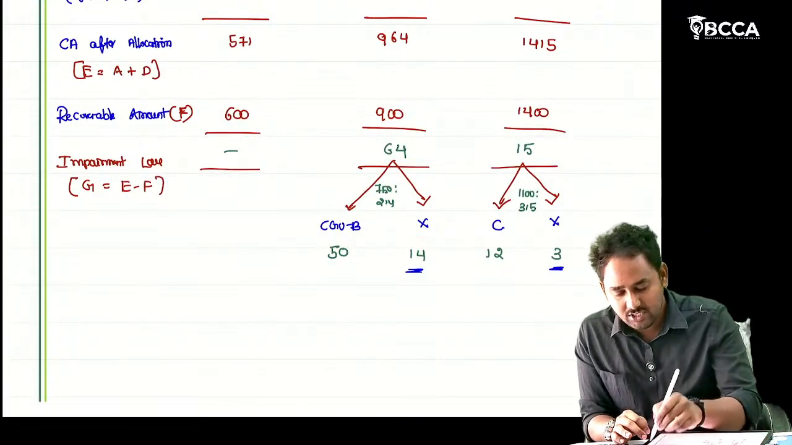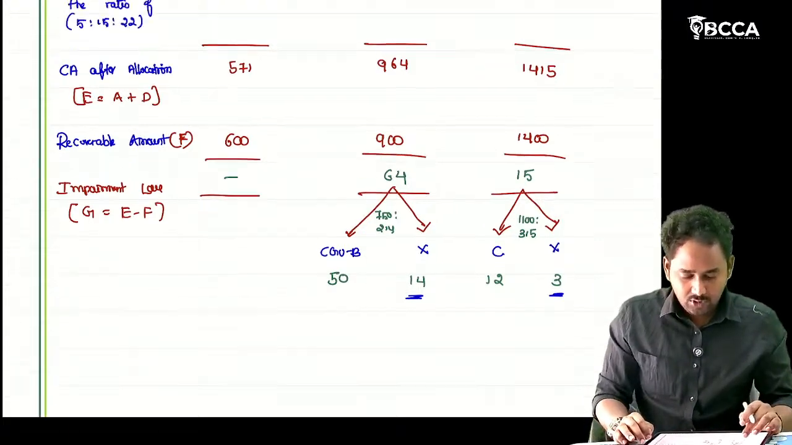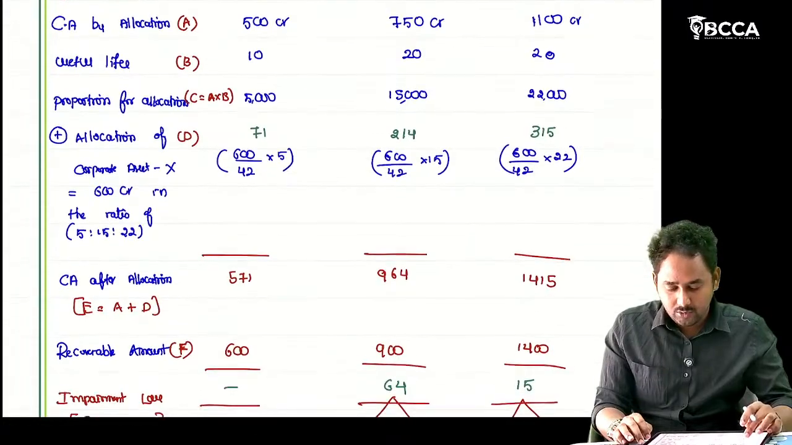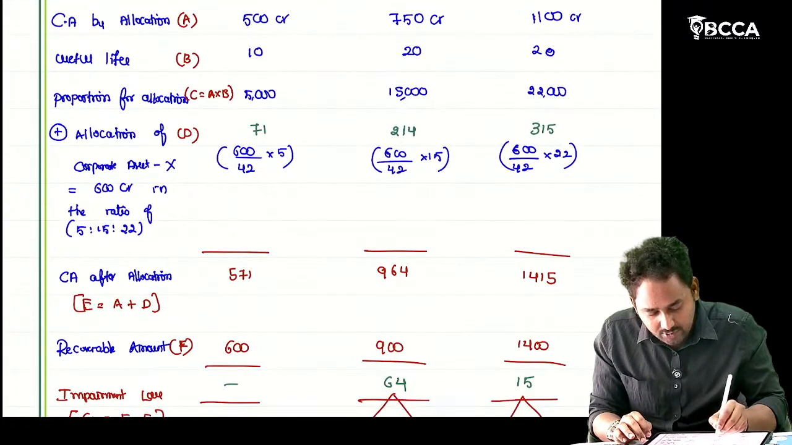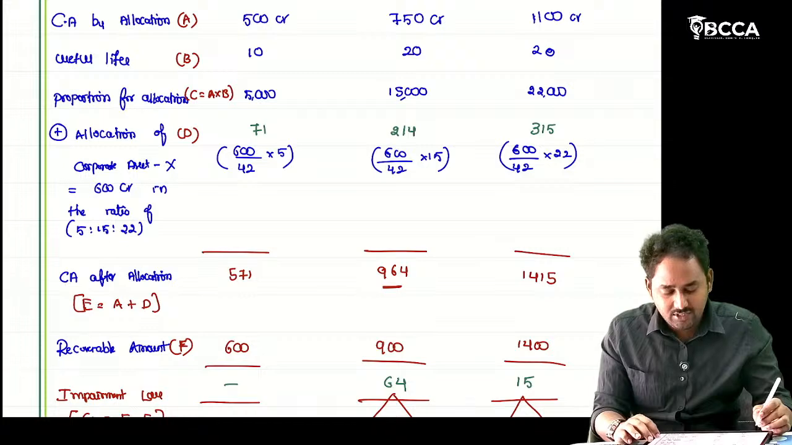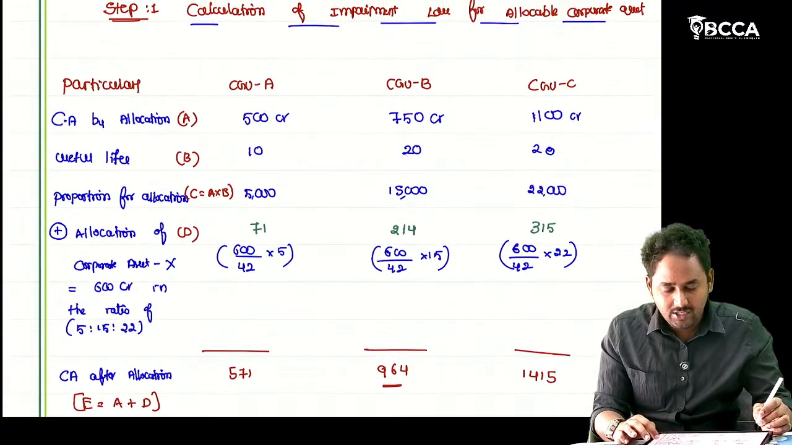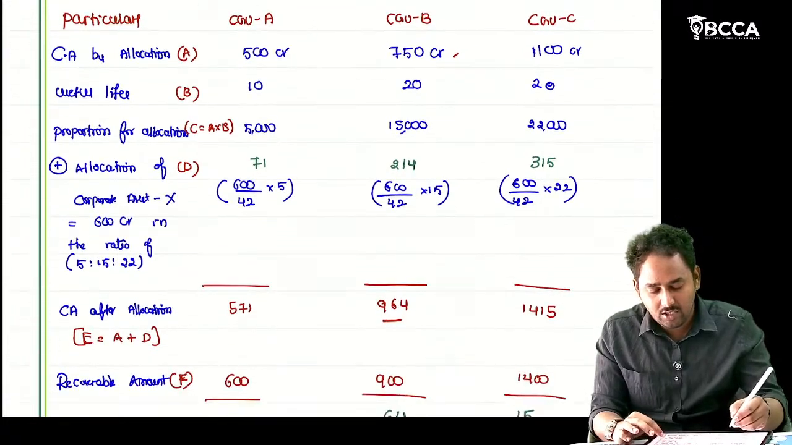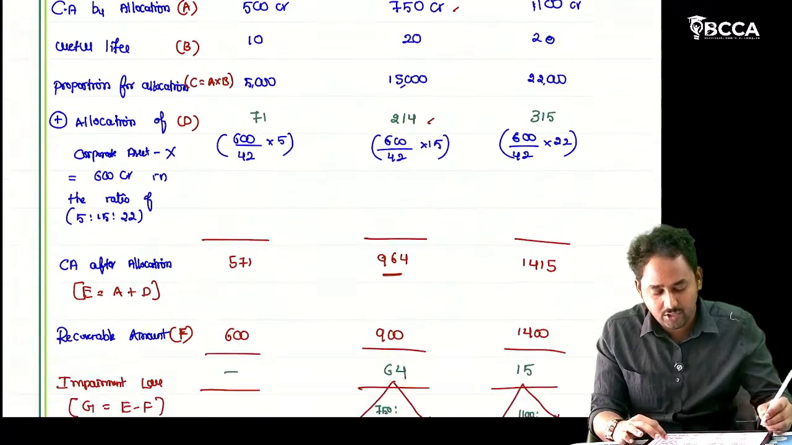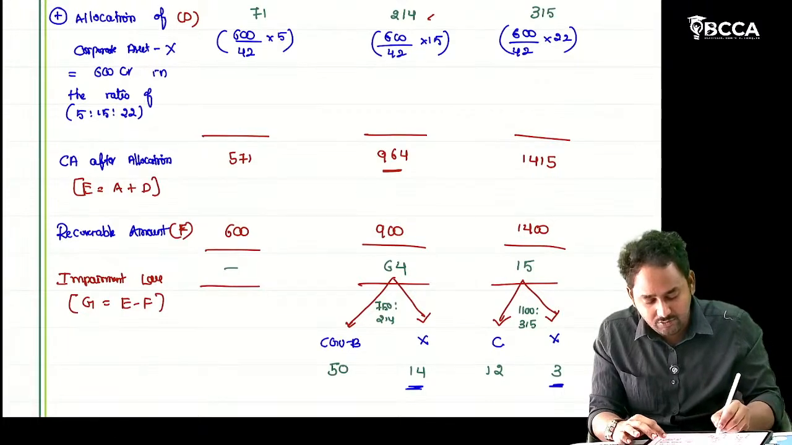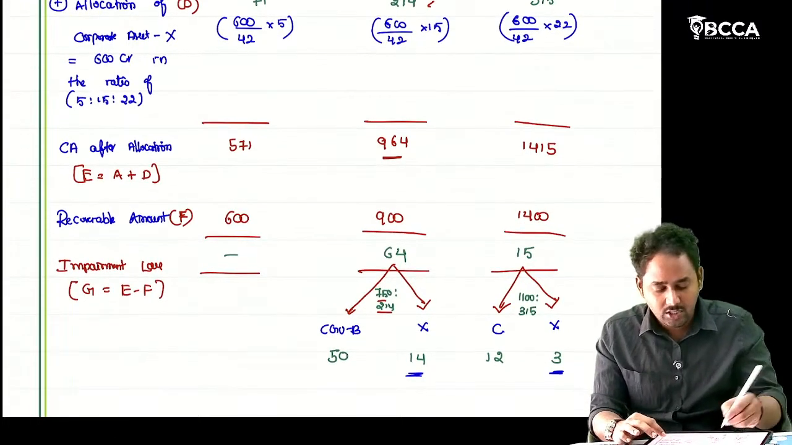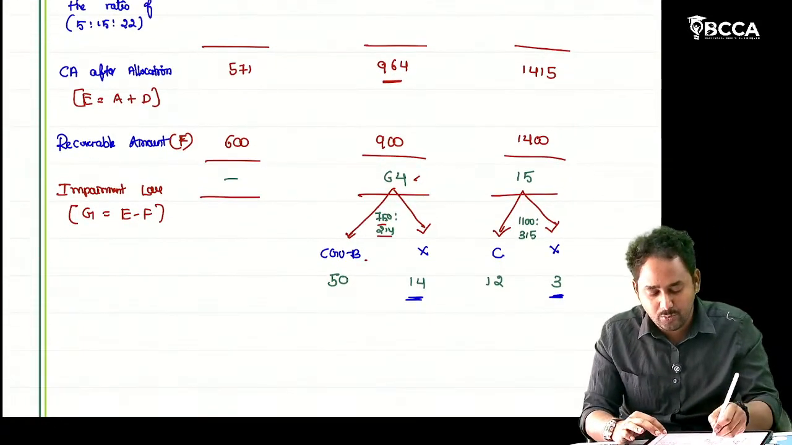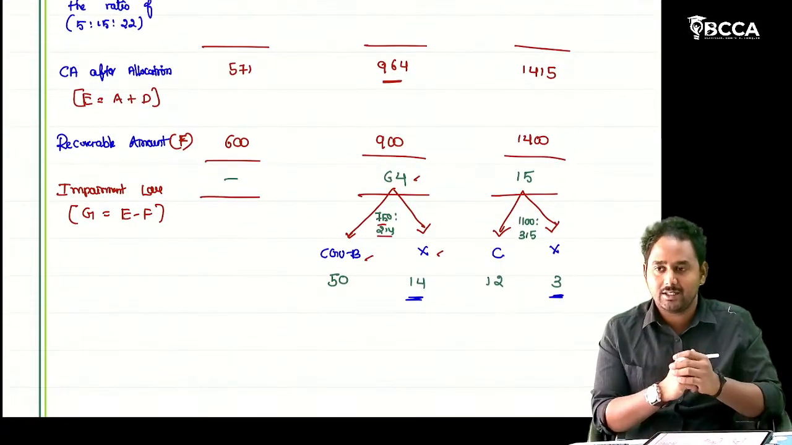Okay, in which ratio? Now tell me the ratio. In the ratio of their carrying amounts. So what is the total carrying amount? 964. Out of this 964, what is the carrying amount of CGU B? 750 and corporate asset X 214. So in this ratio, 750 to 214, this 64 impairment loss should be allocated between CGU B as well as corporate asset X.